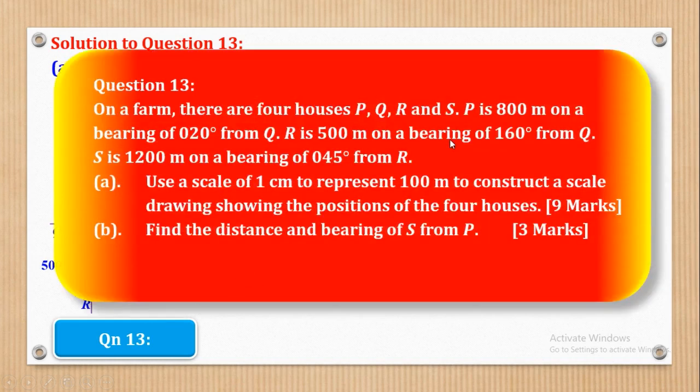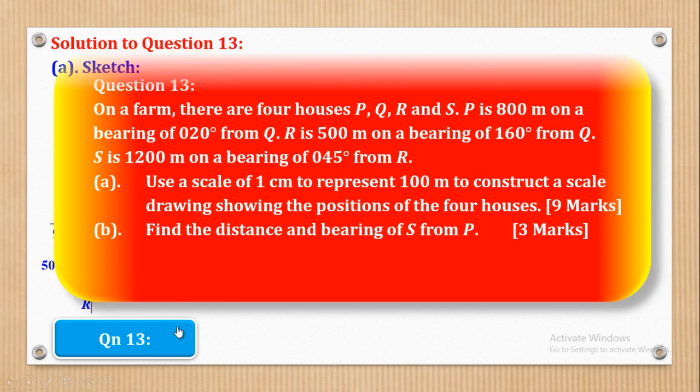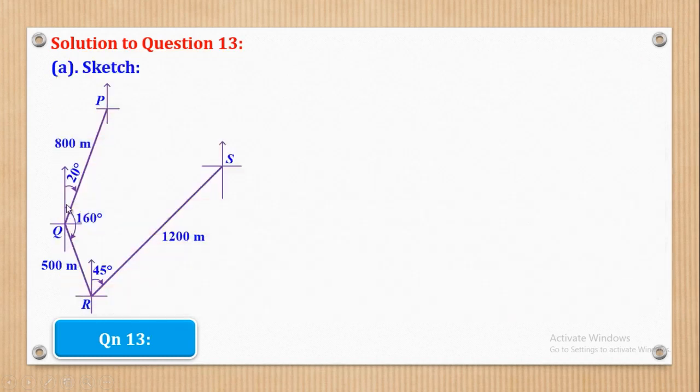Then here they said R is 500 meters on a bearing of 160 degrees from Q. So still come at Q, start from the north and measure 160 degrees, and where you reach, draw a line and measure 500. So 500 meters from Q will be your R. This is the position of R. When you reach the position of R, you also draw a compass there.